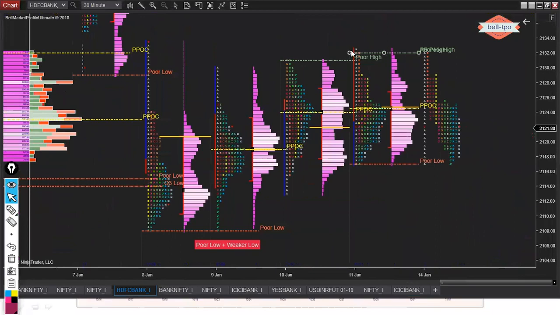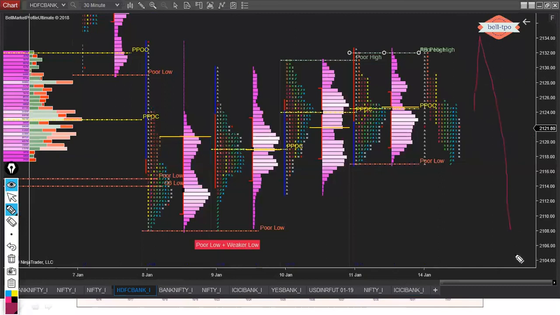So it's going to be a kind of confusion zone. There's an AB poor high, and there is a poor low plus weaker low also. Both are having higher auctions. Both have odds of testing on both sides. Maybe they will go test this and then take it down, or they will take this down and come back up. Something like this is going to happen over here.